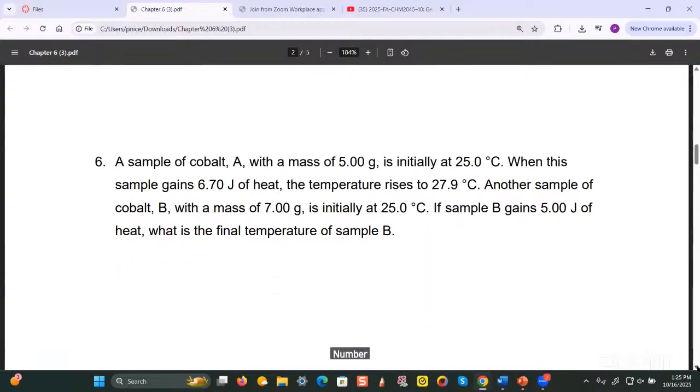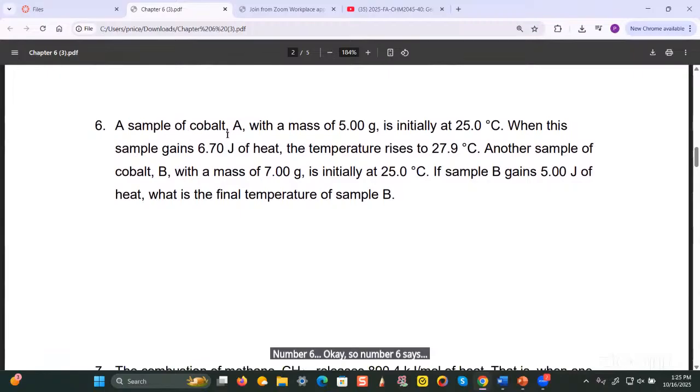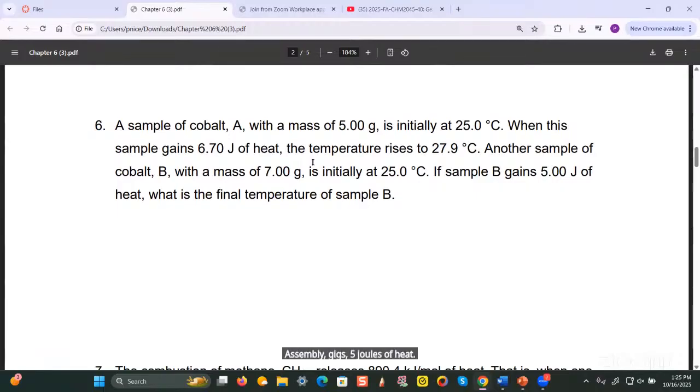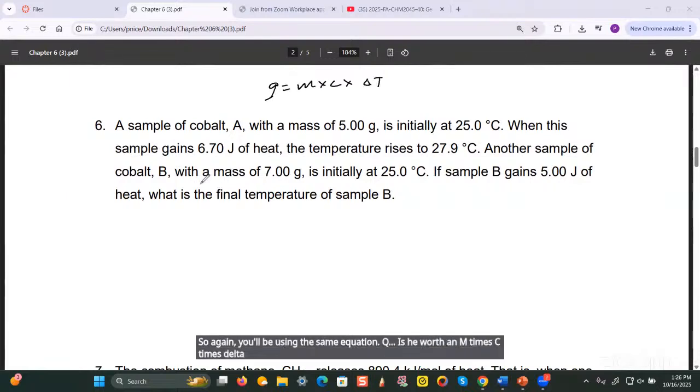number 6. Okay, so number 6 says a sample of cobalt A with a mass of 5.00 grams is initially at 25 degrees Celsius. When this sample gains 6.70 joules of heat, the temperature rises to 27.9 degrees Celsius. Another sample of cobalt B with a mass of 7.00 grams is initially at 25 degrees Celsius. If sample B gains 5 joules of heat, what is the final temperature of sample B? So again, you'll be using the same equation. Q is equal to M times C times delta T, all right?